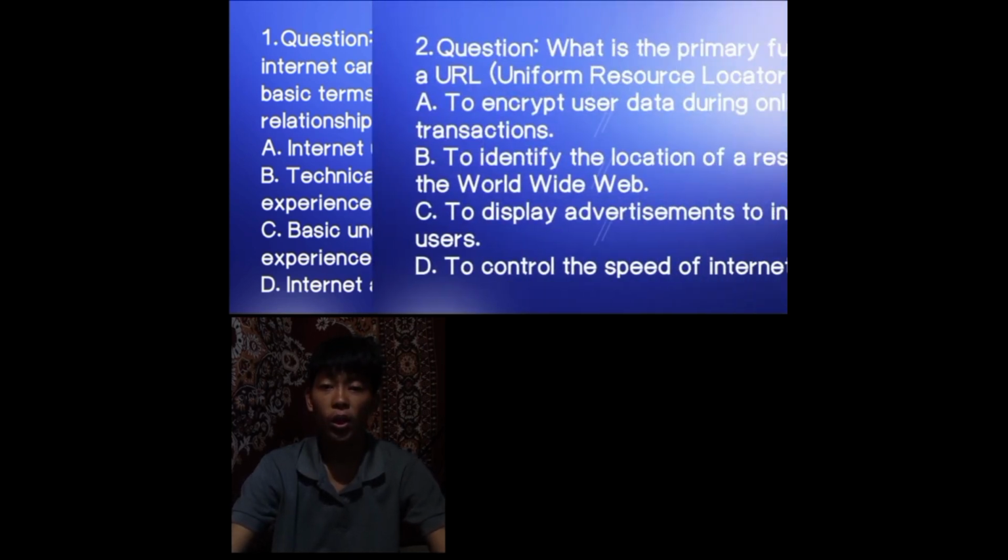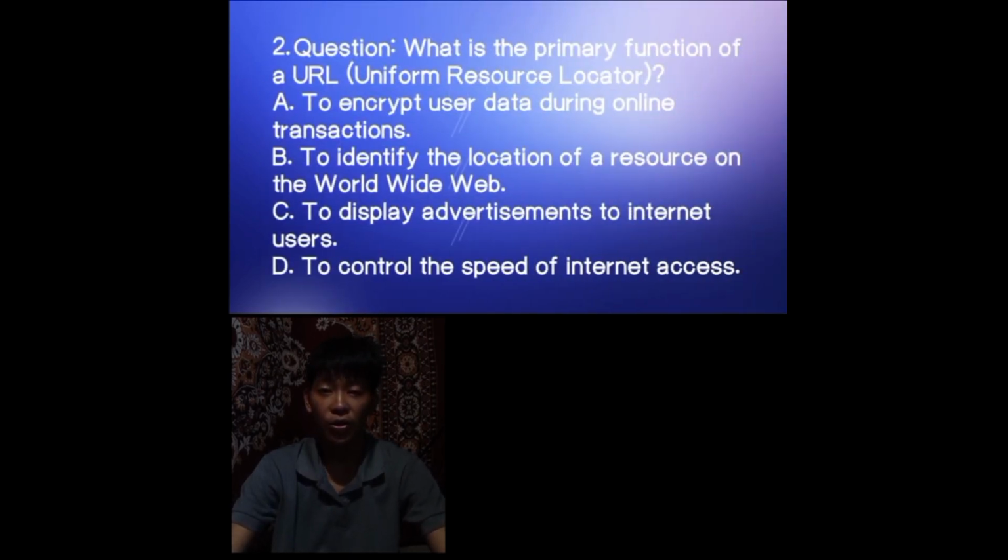Question number 2. What is the primary function of URL, Uniform Resource Locator? A. To encrypt user data during online transactions. Letter B. To identify the location of resource on the World Wide Web. Letter C. To display advertisement to internet users. Letter D. To control the speeds of internet access.